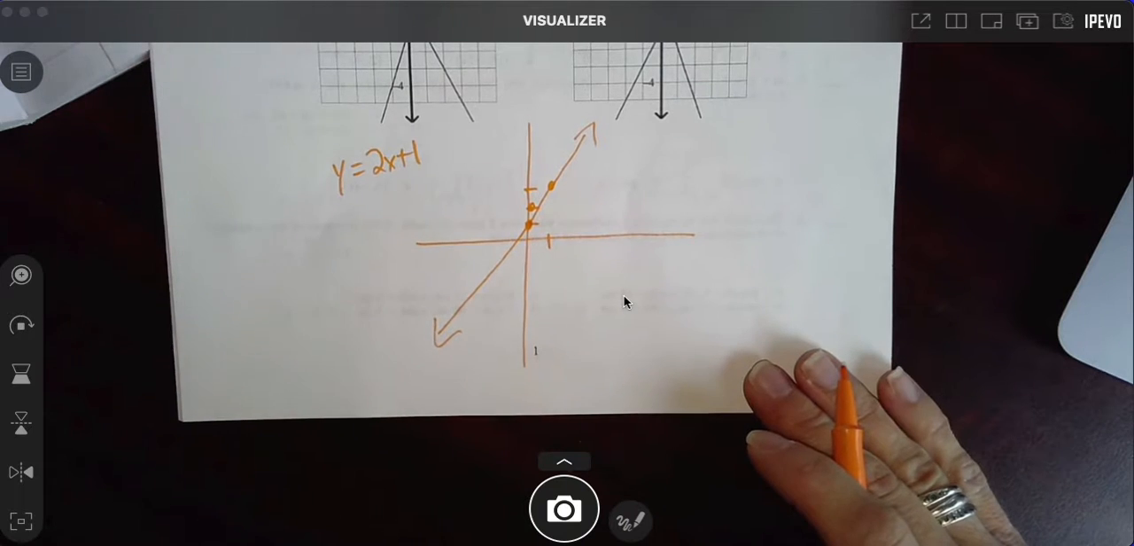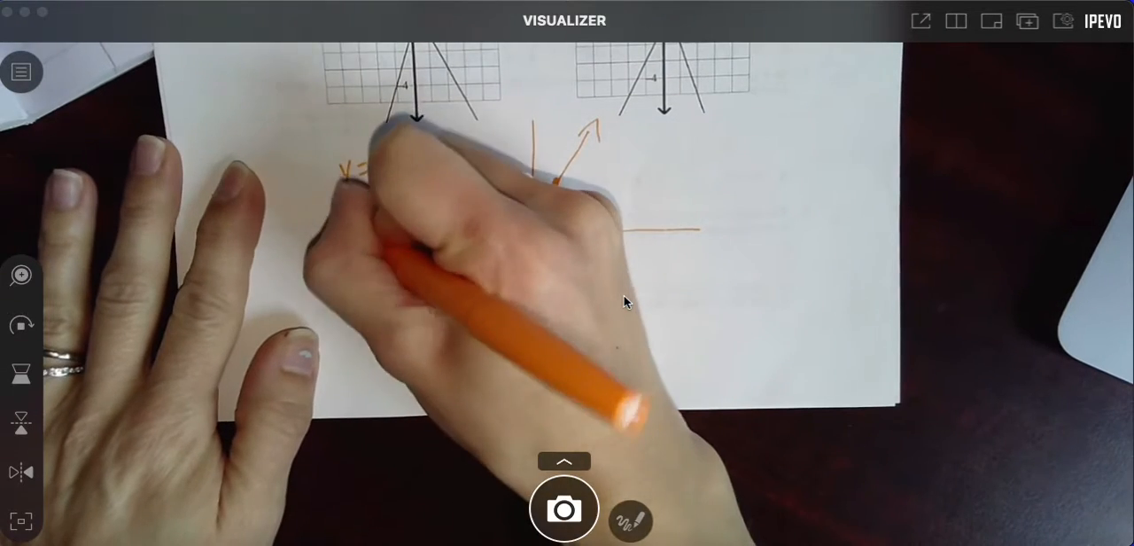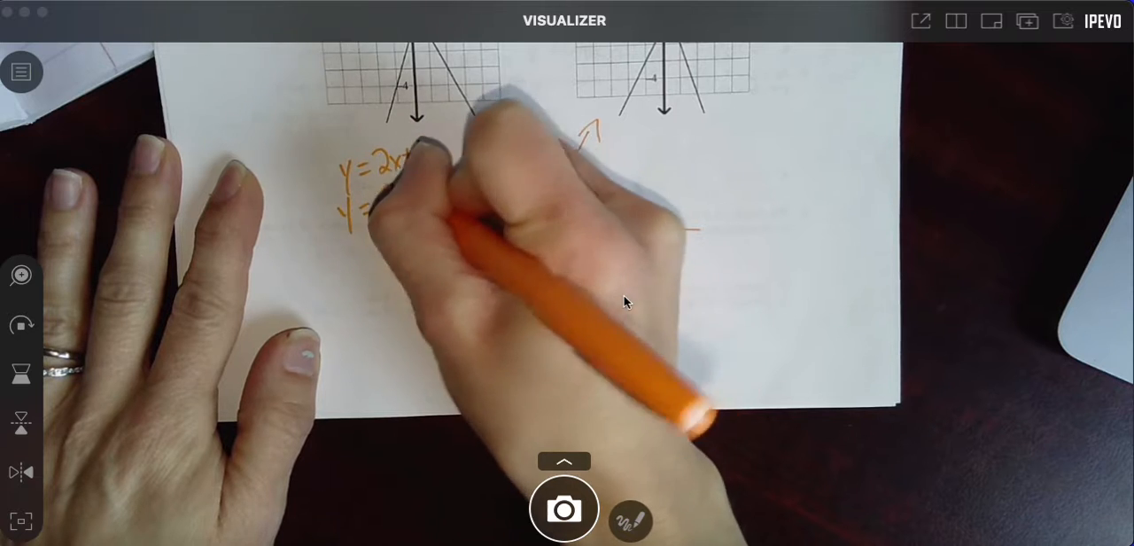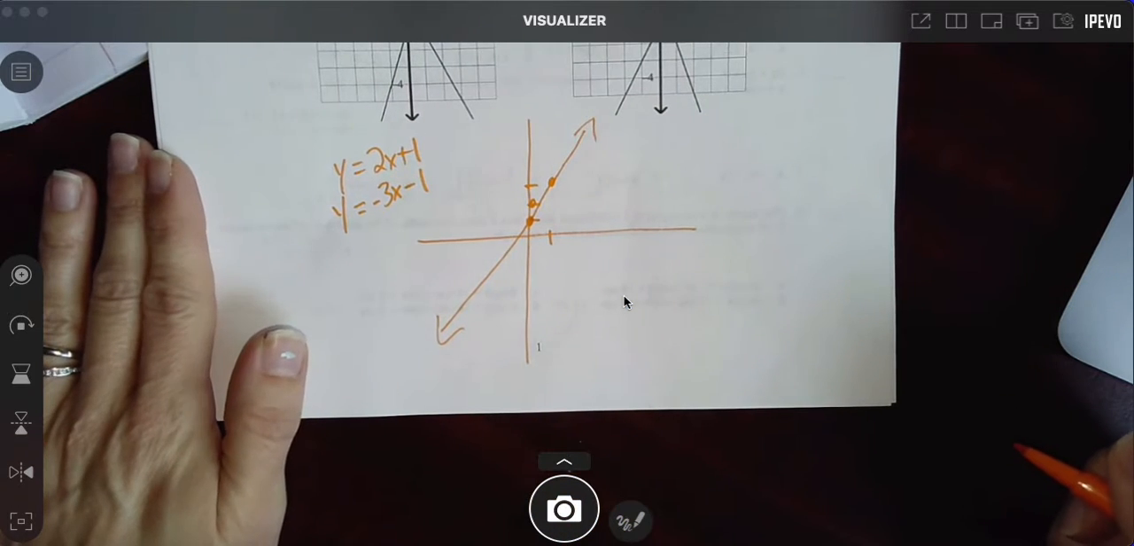Now, my other one is y equals negative 3x minus 1. What's my starting point?